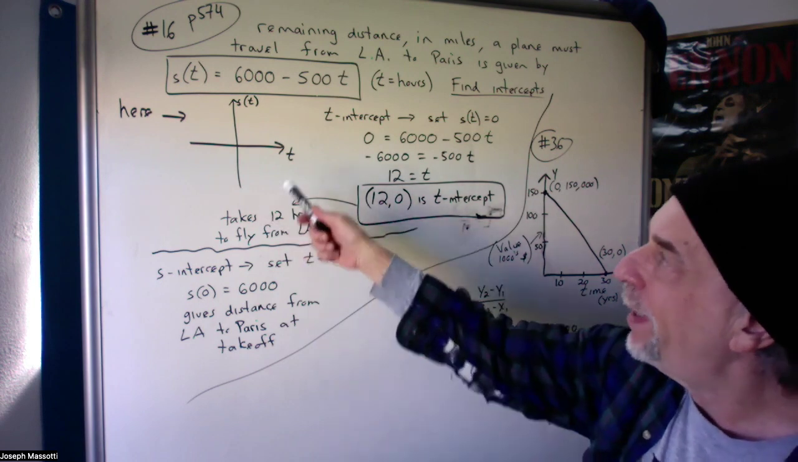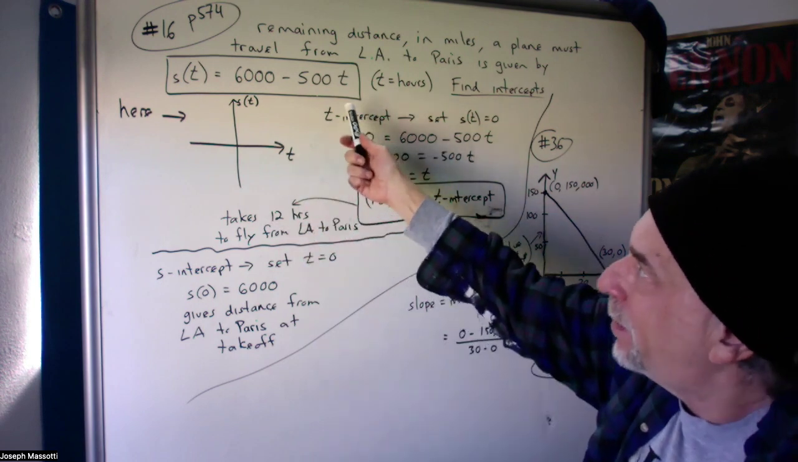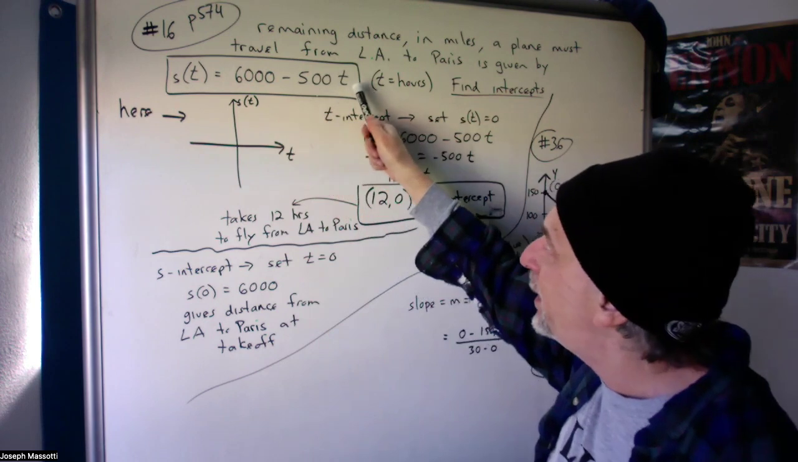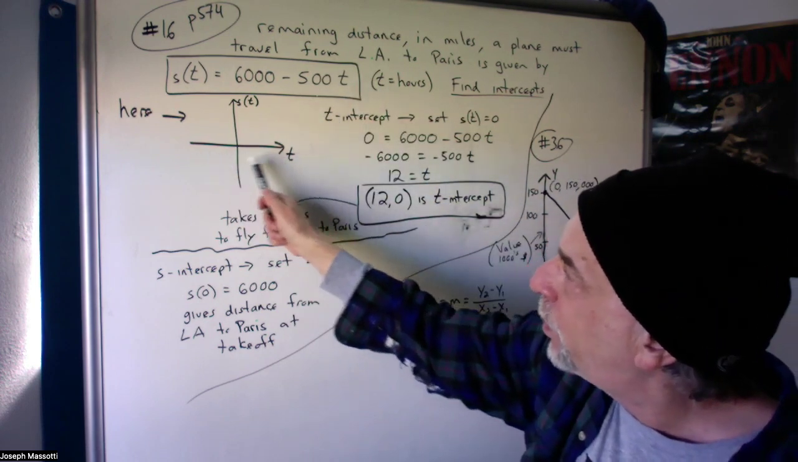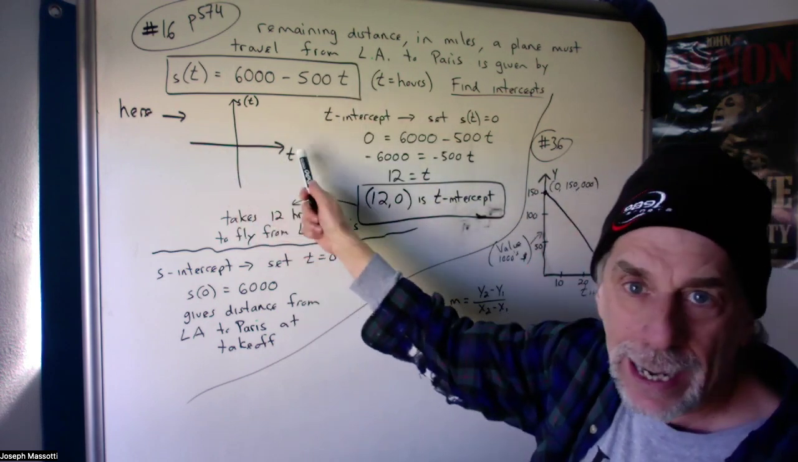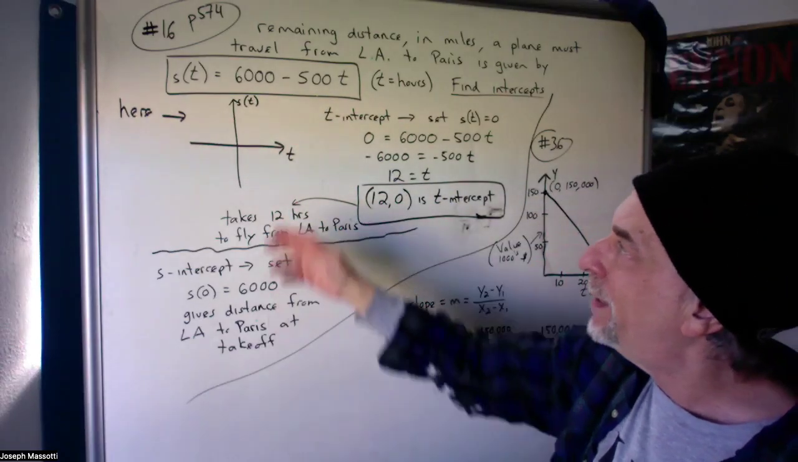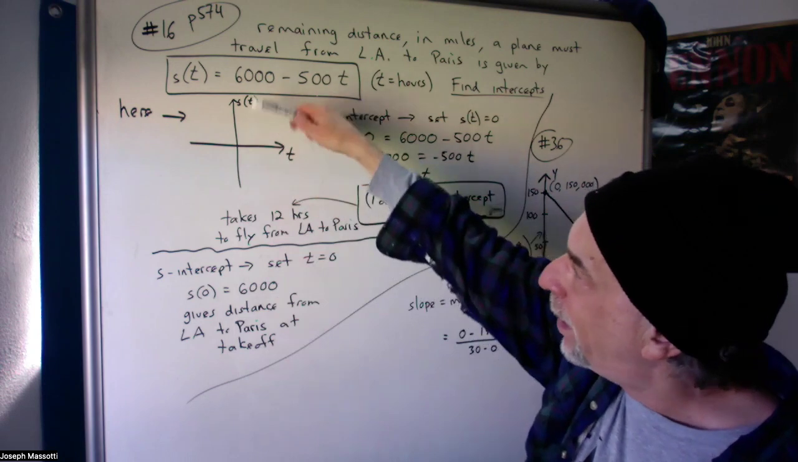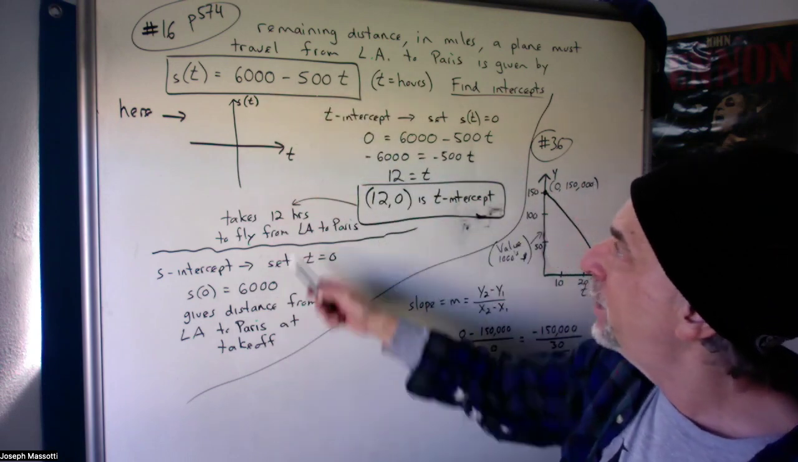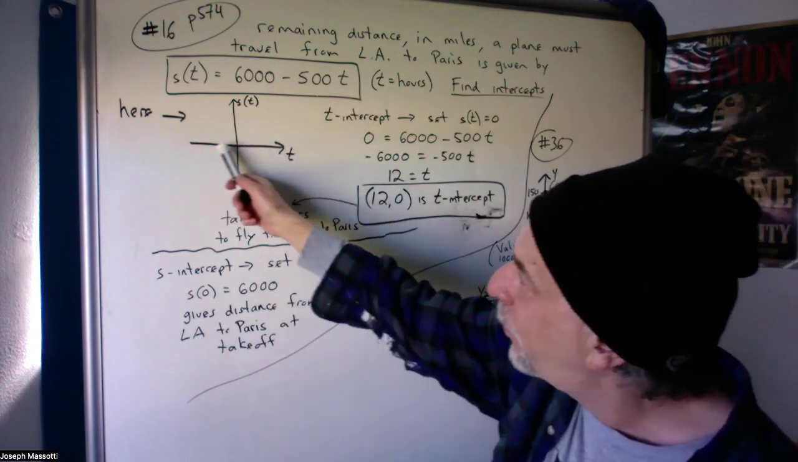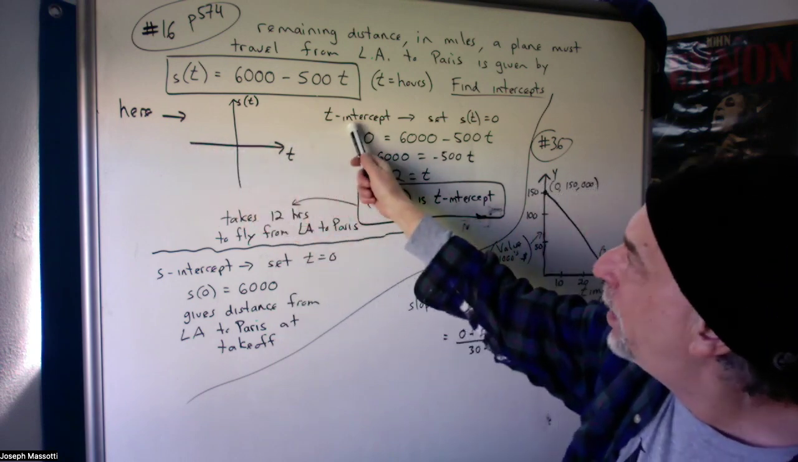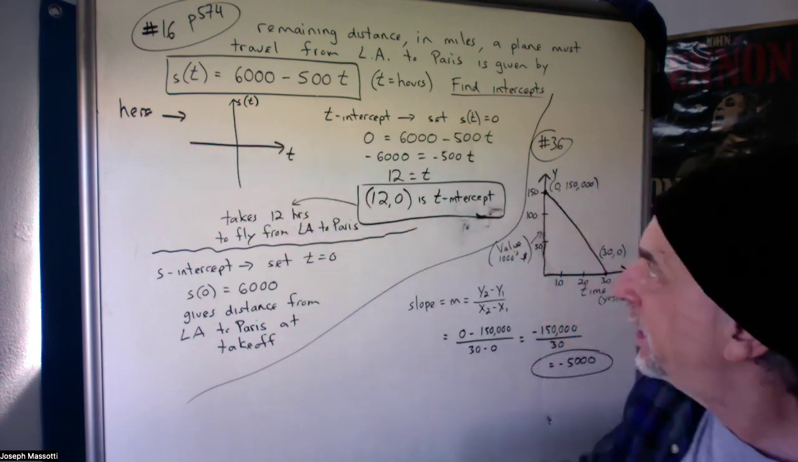So before we were just doing x's and y's here, it doesn't matter what the letters are here. T is the independent variable, so we're going to put that on the horizontal axis, and S of t is the output. S is the output, t is the input. We'll put that on the vertical axis. So when we find the intercept for the horizontal axis, we'll call that the t-intercept in this case.